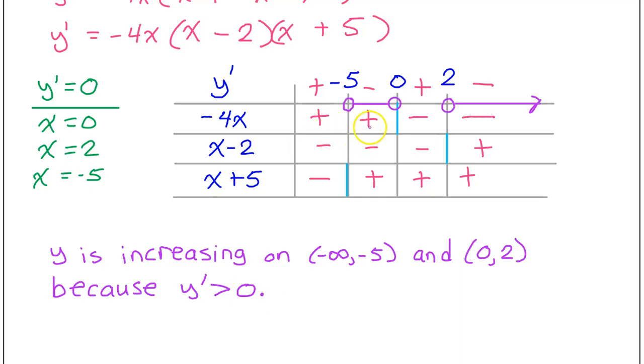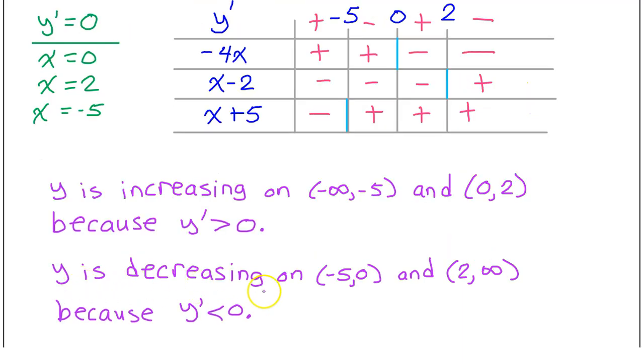Similarly, y will be decreasing wherever y prime is negative. That's on the interval from negative 5 to 0 and the interval from 2 to infinity. We say y is decreasing on the interval from negative 5 to 0 and on the interval from 2 to infinity because y prime is less than 0, or because y prime is negative.